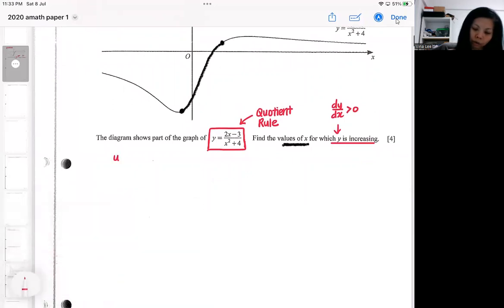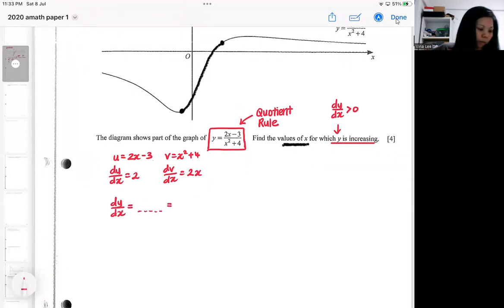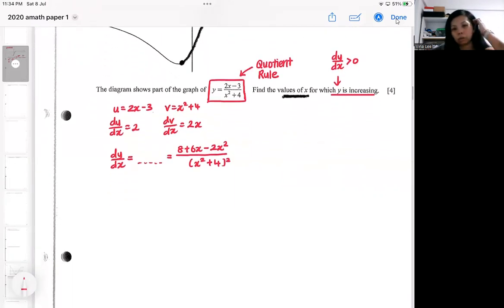If you apply your quotient rule, your u will be 2x minus 3 and your v will be x squared plus 4. I will not be showing you the whole of the quotient rule, but if you apply it properly, you should be able to get something like this. That is the first part that you should get correct first. This will be the part that earns you some technical marks.